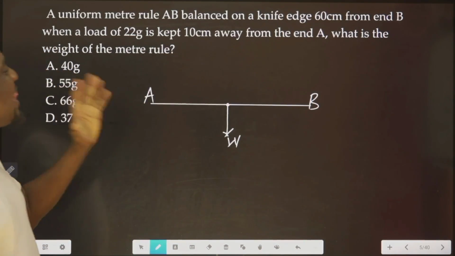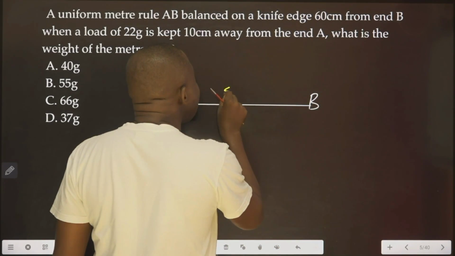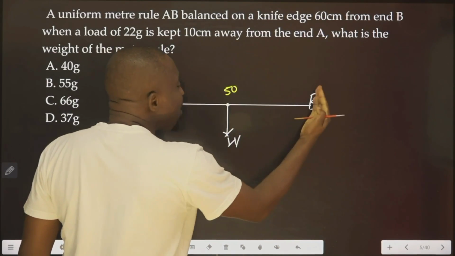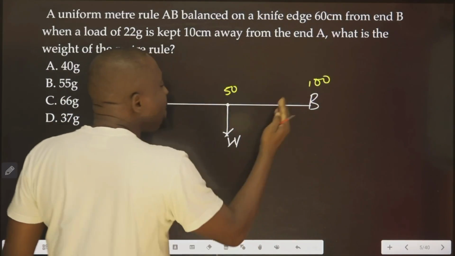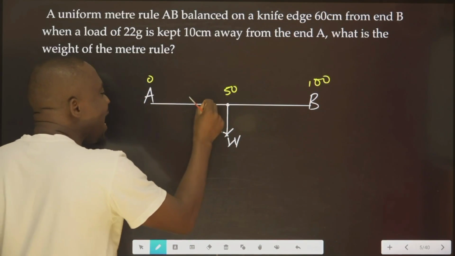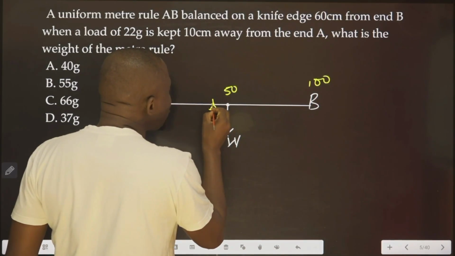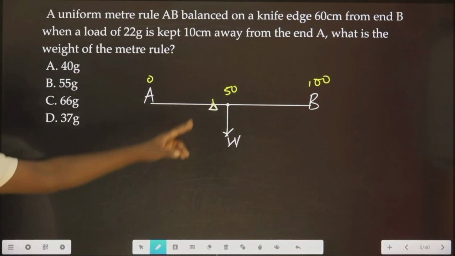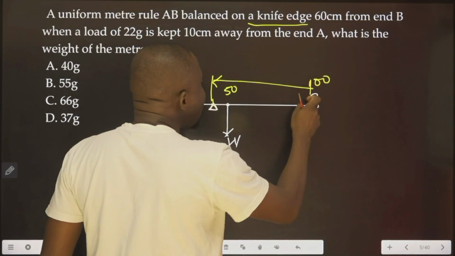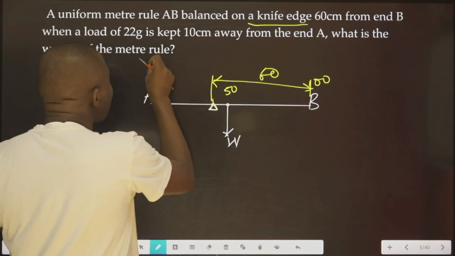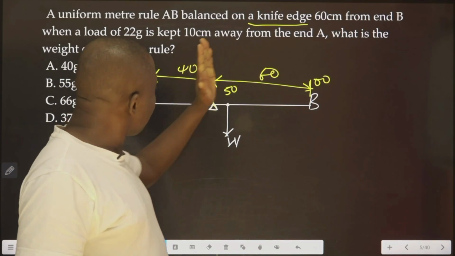It's balanced at a knife edge, 60 centimeters from B. So if here is 50, somewhere here is 0, here is 100. Now, from B, as you go back around here, 60 from B, that is where we put this knife edge. It means from here to here is 60. Also, from here to here, you agree with me, it's going to be 40, because 40 plus 60 will give us 100.